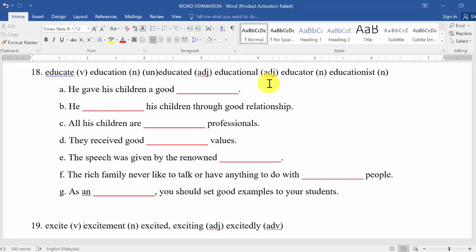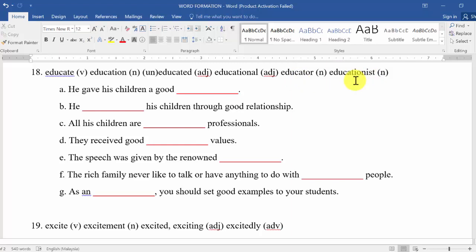Next one, educator. Educator as a noun. Educator here means someone who teaches you something, or someone who imparts knowledge to you. It can be teaching you a skill, or teaching you something. Usually, an educator is like a teacher, someone who teaches you something: teacher, trainer. They are educators.